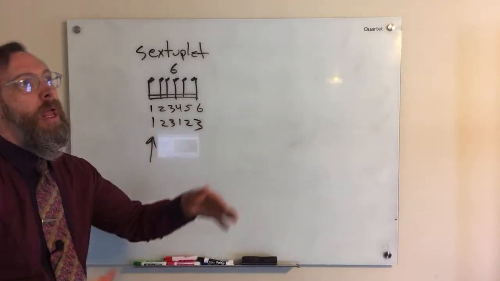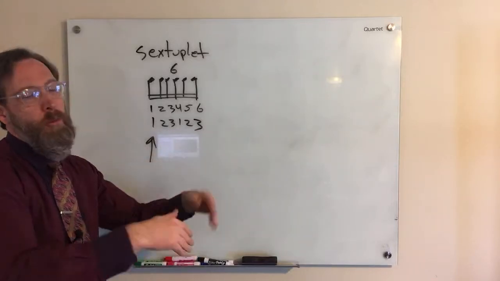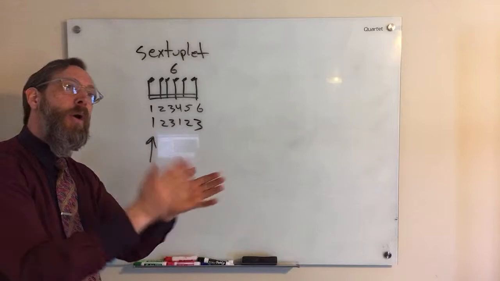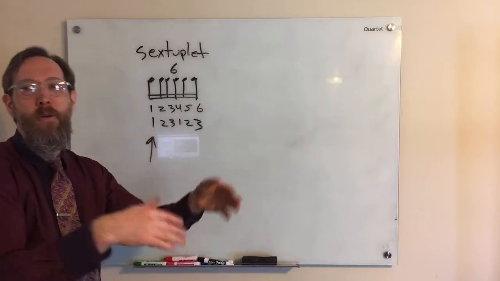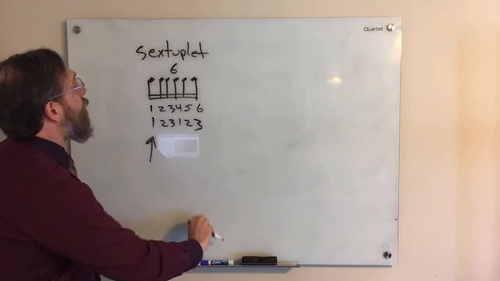So you go 1, 2, 3, 1, 2, 3, 1, 2, 3, 1, 2, 3, 4, 5, 6, 1, 2, 3, 4, 5, 6. And so that would be how you count sextuplets.